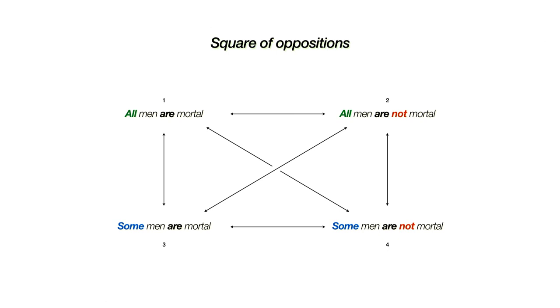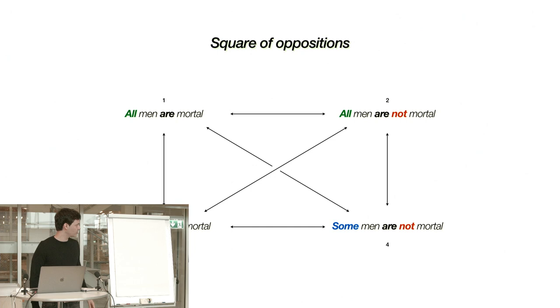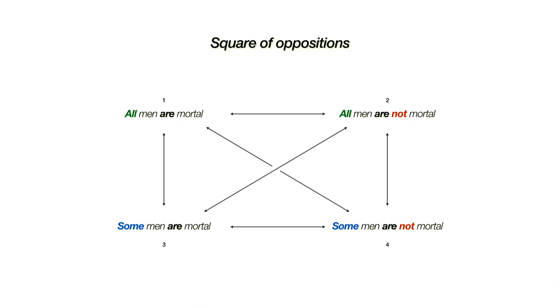So what we can say about, for example, sentences 1 and 2 on the top. All men are mortal and all men are not mortal. If you take them together, they cannot be true at the same time. Then let's see these diagonal sentences. For example, all men are mortal and some men are not mortal. What he realized is they are contradictory. If one is true, the other must be false, and vice versa. And it's the same for these other diagonal statements, 2 and 3.